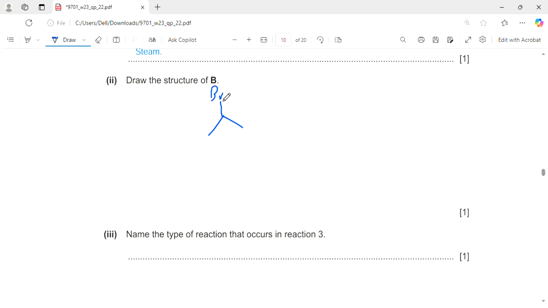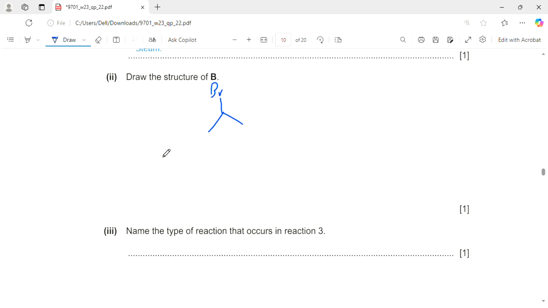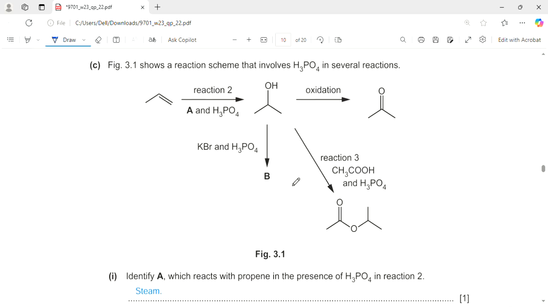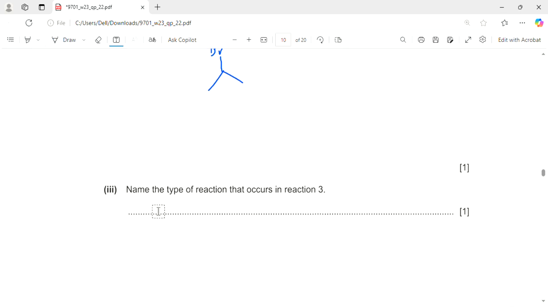Now, this is the type of reaction that occurs in reaction 3. In reaction 3, we can clearly see that it's a condensation reaction. Alright, so let's move to the next part.